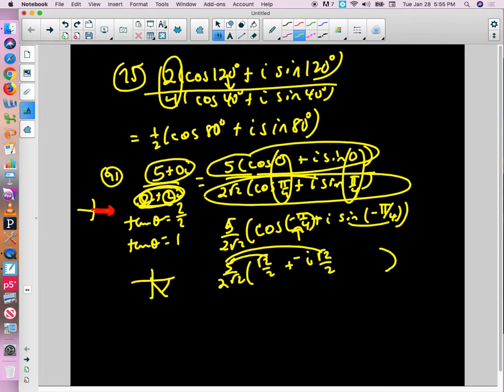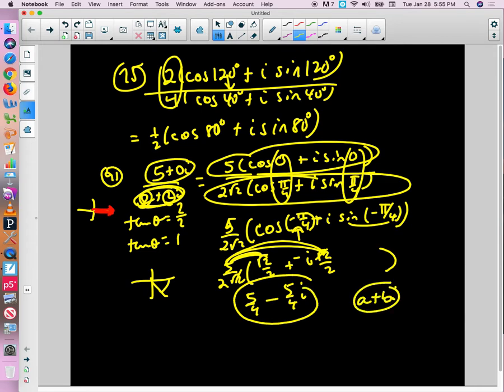So anyway, when I multiply this one, my square root of 2 over 2, and I get 5/4. Then I get plus and negative or minus. When I do this one, my square root of 2's cancel out, and I get 5/4 i for my answer in a plus bi form. And this is in standard or complex form.